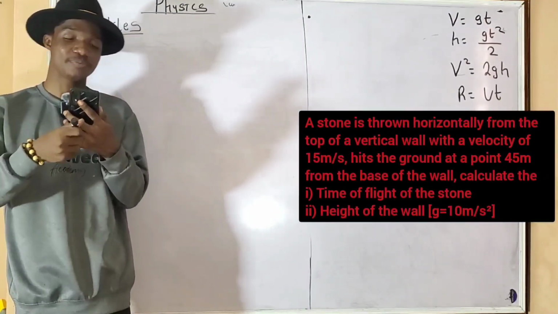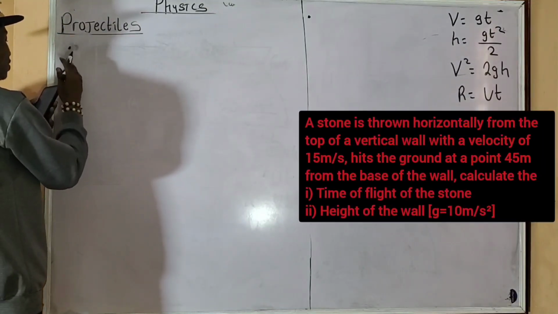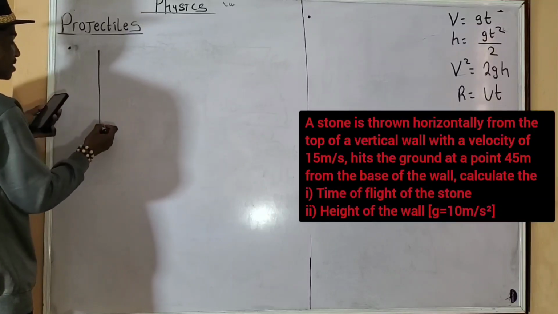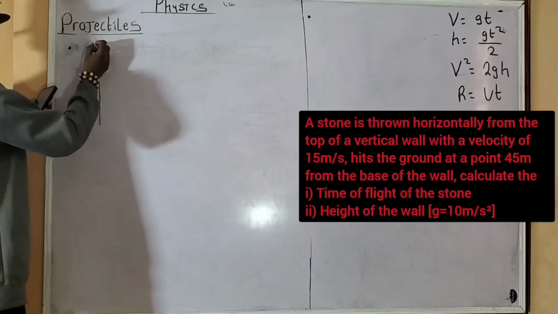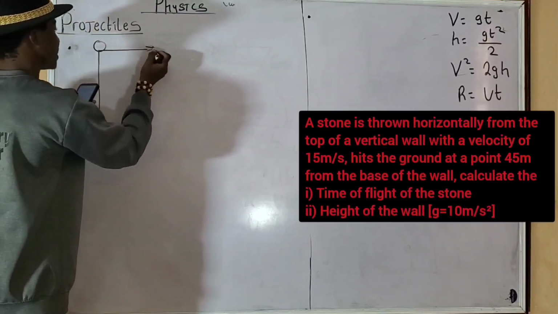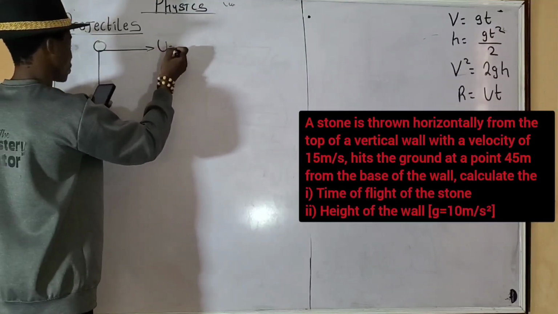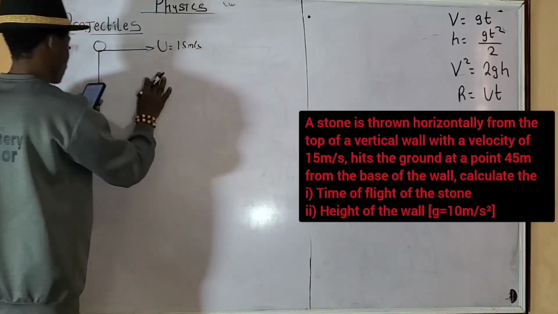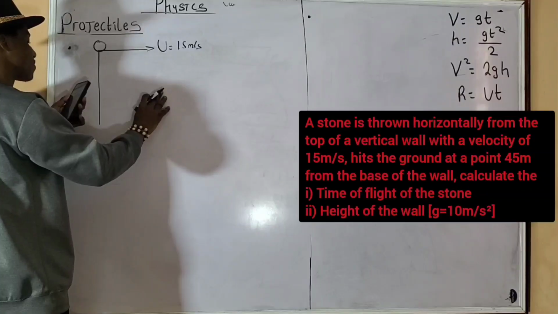Okay, now, a stone thrown horizontally from the top of a vertical wall. Let us interpret it in the diagram. This is the vertical wall. This is where the stone is. Now the stone is thrown horizontally, and the velocity with which the stone is being thrown, u, is what? 15 meters per second as given in the question. And the stone hit the ground at a point 45 meters from the base of the wall.